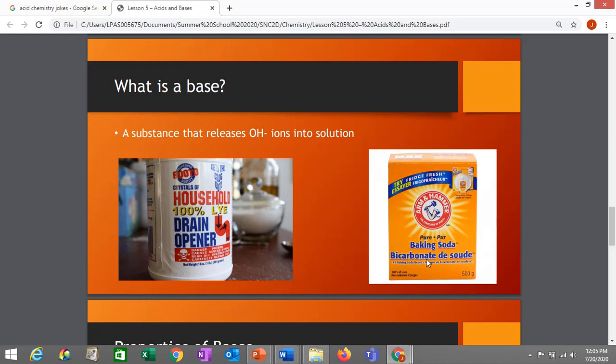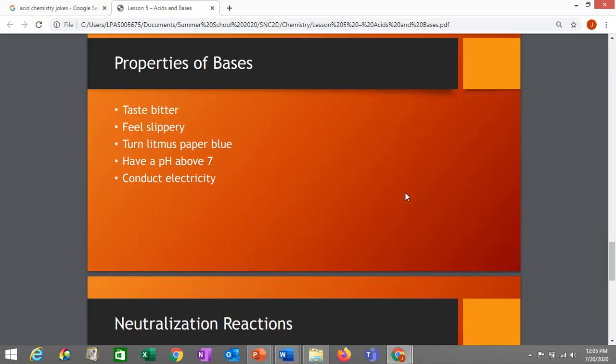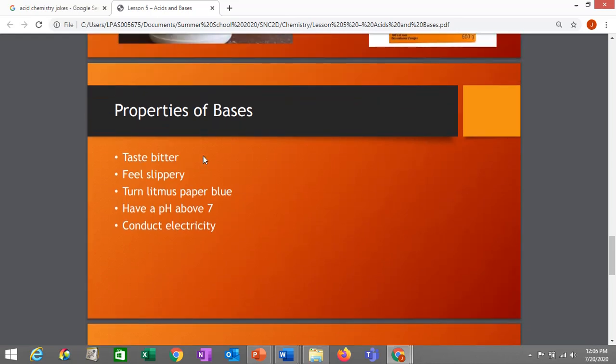It can help things rise because of the way it can react. It releases carbon dioxide, creating bubbles. So we can use this to make bread rise, for example. So what are the properties of bases? Well, they taste kind of bitter.